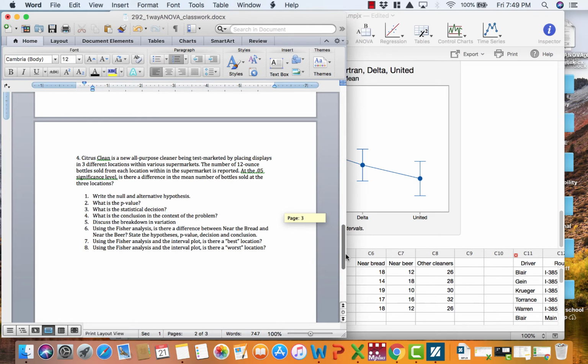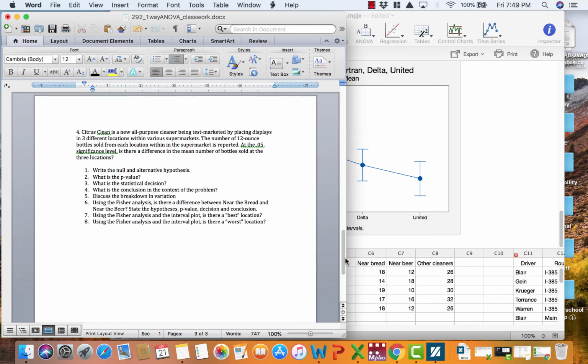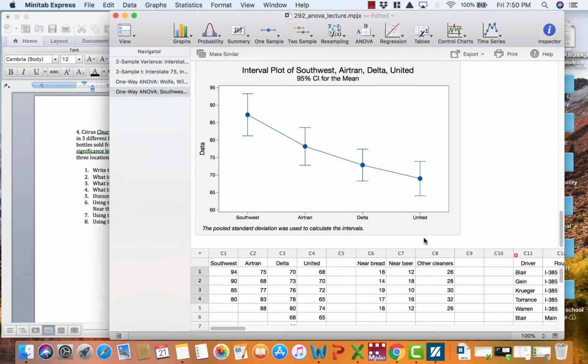All right, last problem. Citrus Clean is a new all-purpose cleaner being test marketed by placing displays in 3 different locations within various supermarkets. The number of 12-ounce bottles sold from each location within the supermarket is reported. At the 0.05 significance level, is there a difference in the mean number of bottles sold at the 3 locations? How do we know this is a one-way ANOVA? Because we have 3 locations. If we look in Minitab, we have near the beer, near the bread, and other cleaners.